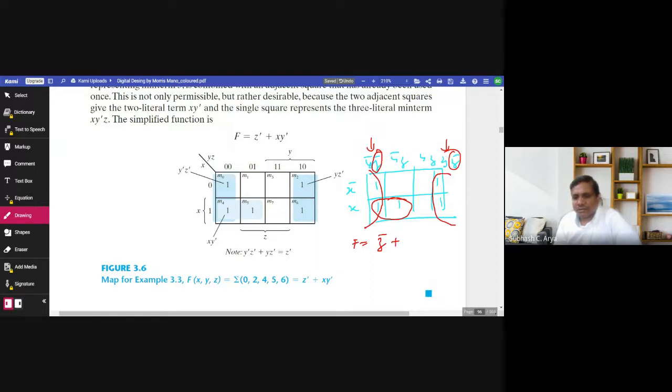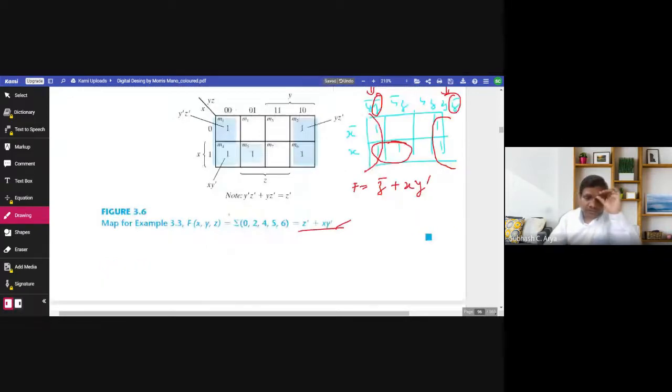plus another. Next, in order to cover this, we can make only a pair. There is no other scope. So we can write here row wise x common and column wise y bar. So z bar plus x y bar. The answer is z bar plus x y bar. So this is how we can solve this example.